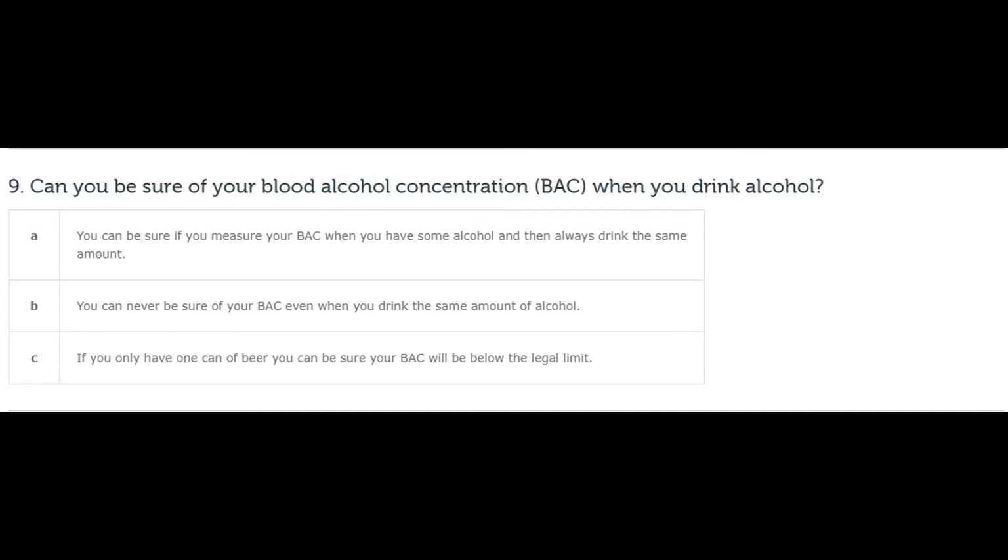Question 9. Can you be sure of your blood alcohol concentration, BAC, when you drink alcohol? A. You can be sure if you measure your BAC when you have some alcohol and then always drink the same amount. B. You can never be sure of your BAC even when you drink the same amount of alcohol. C. If you have only one can of beer, you can be sure your BAC will be below the legal limit.